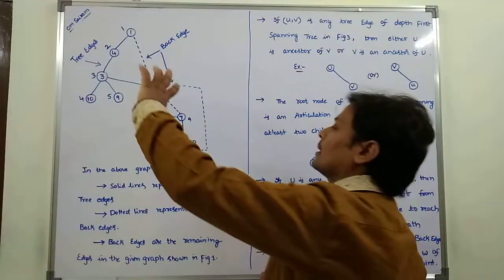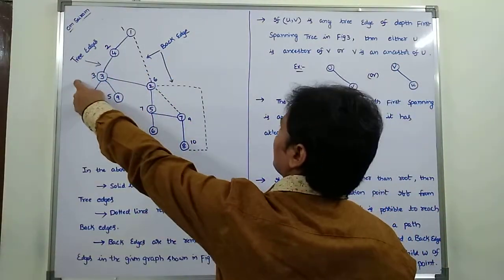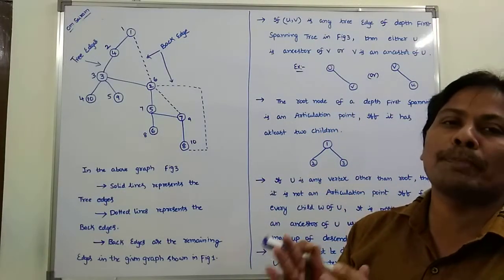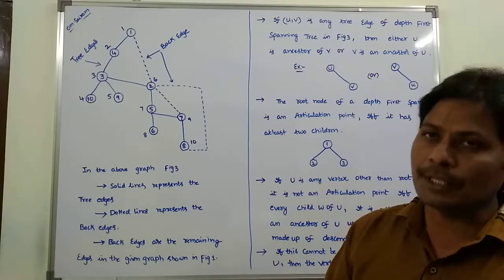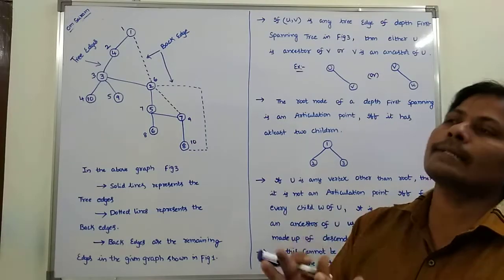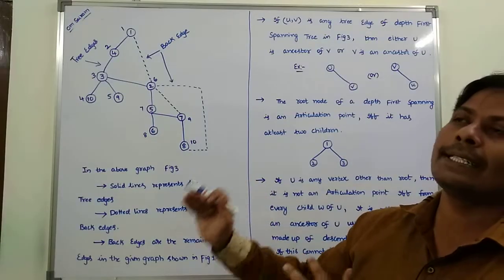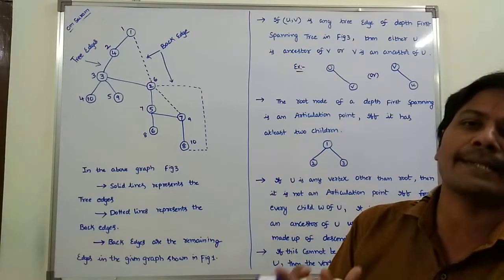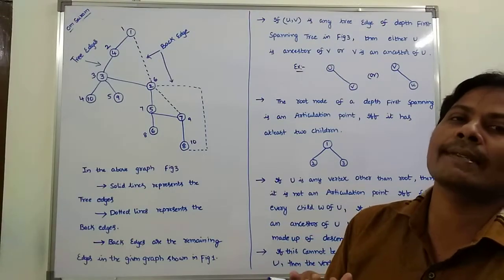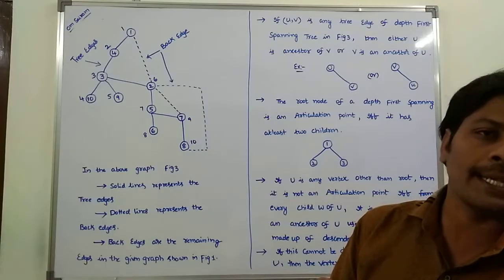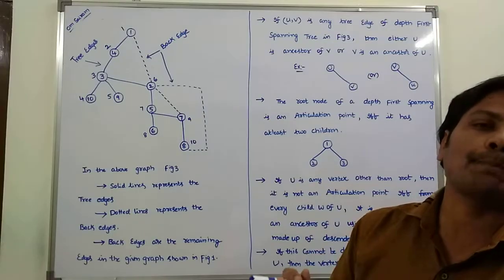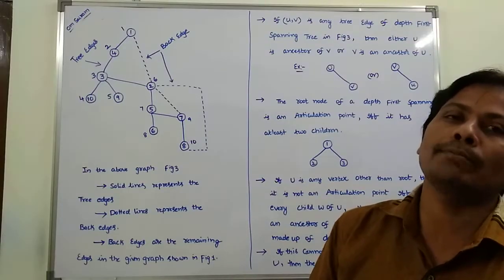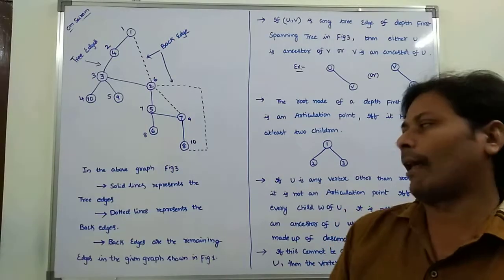So the collection of tree edges and back edges is nothing but the edges present in the given graph G. Tree edges are the edges present in the depth first spanning tree. Whatever remaining edges there are are called back edges. Back edges are represented by dotted lines, and tree edges are represented by solid lines.